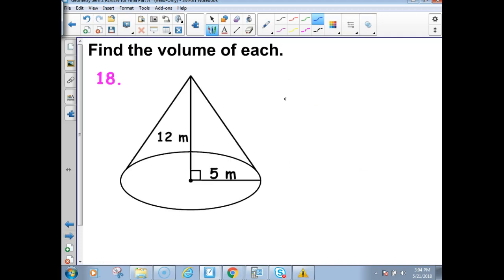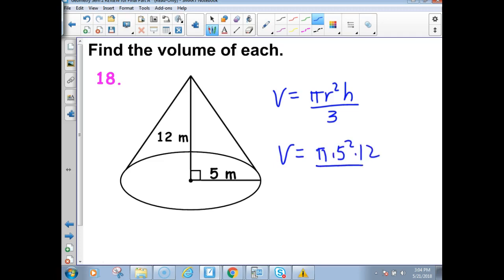Okay, 18 is a cone. Volume of a cone is pi times the radius squared times the height divided by 3 on your formula sheet. Pi times 5 squared times 12 divided by 3. I really shouldn't bother typing that in. You guys can do it. Did anybody do it already? 314.2 cubic meters. Thank you.